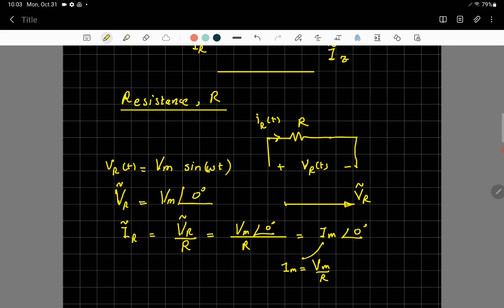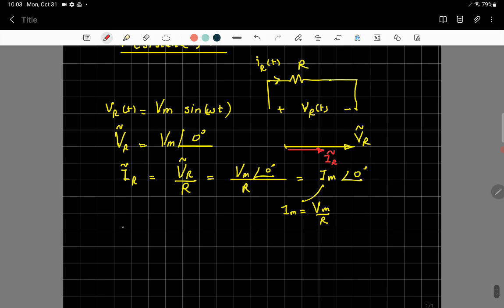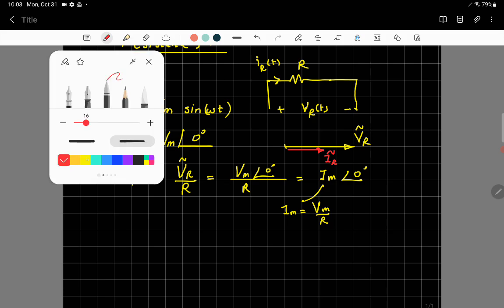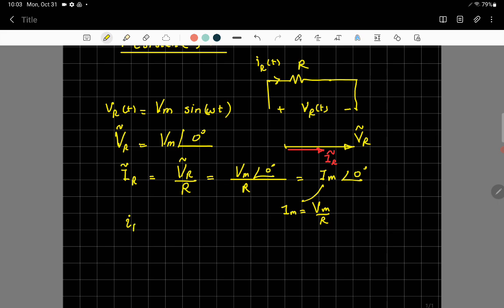What does it mean? It means if you want to represent the phasor of the current, it will be Im on angle 0. It will be in the same phase with the voltage, and you write IR. So both VR and IR are in the same direction as phasors. There is no phase shift, and the magnitude of the current is equal to Vm divided by R. If you want to express it in the time domain, it will be easy: I will be equal to I maximum, as you see in the phasor here, sine omega t.